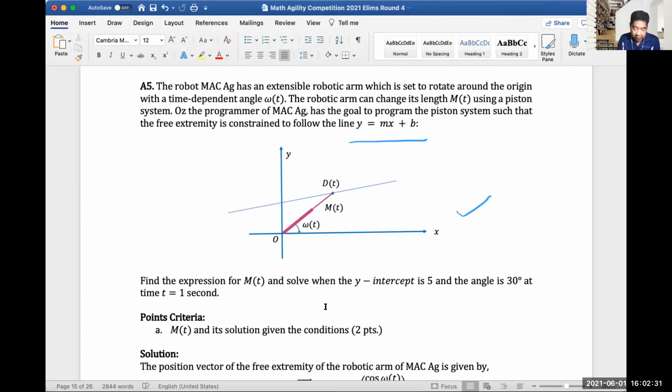So the question is: find the expression for m of t and solve when the y-intercept is 5 and the angle is 30 degrees at time equals 1 second. So that's the requirement.